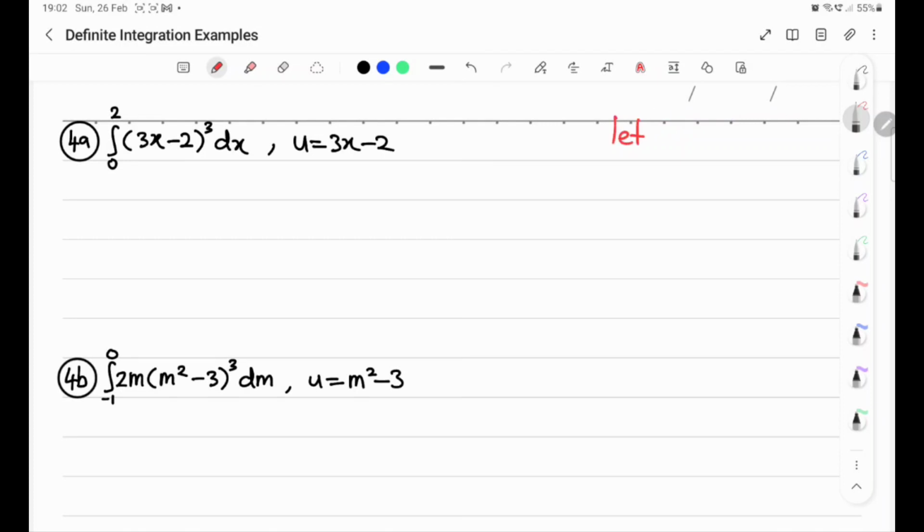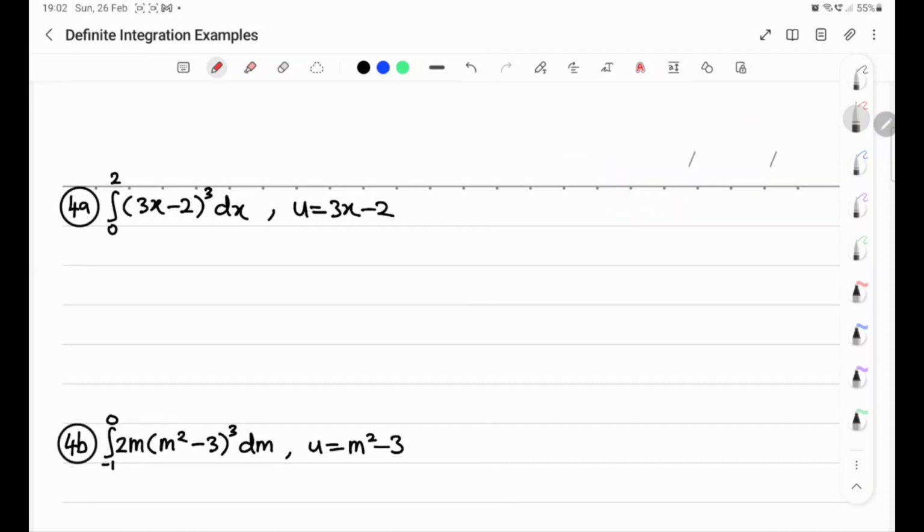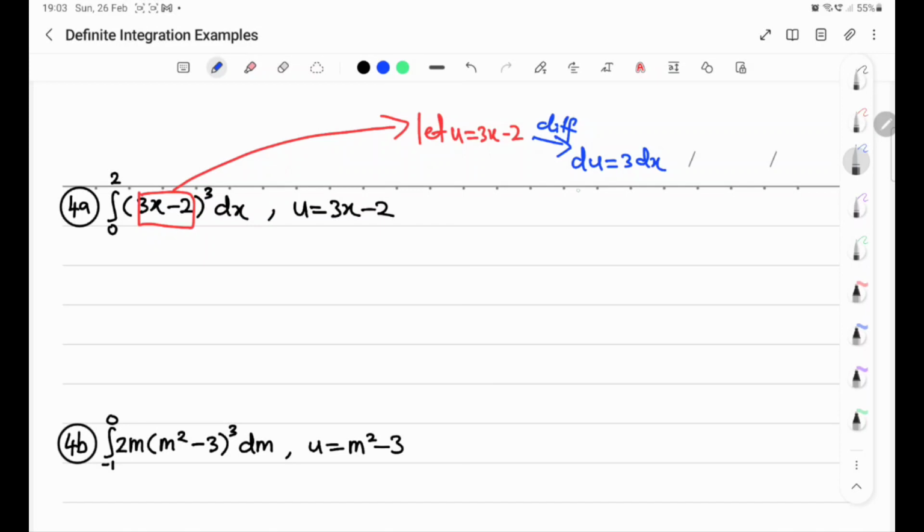So we are going to let u be everything inside this bracket. So let u equals 3x minus 2, and then let's differentiate to have du equals 3 dx. So dx equals 1 over 3 du. This one we rub off. Now what else? Nothing much.